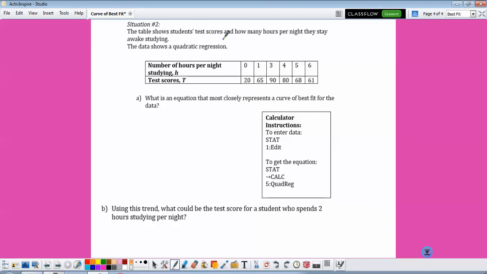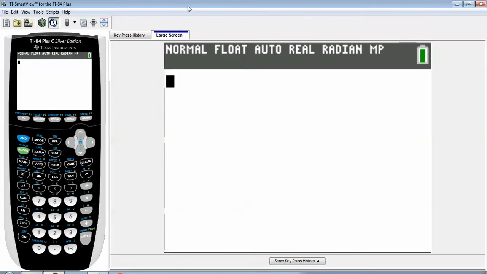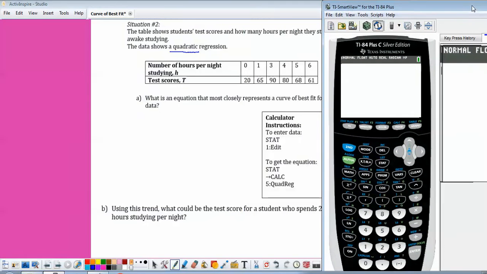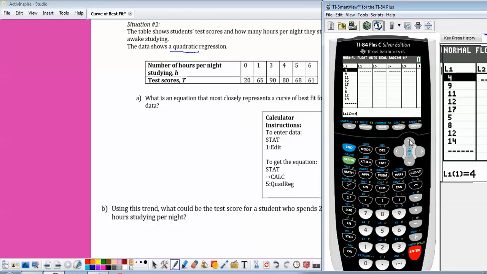So the table shows students' test scores and how many hours per night they stay awake studying. The data shown is a quadratic regression, so we know it's going to make a U shape. Our numbers of hours, and our test scores. What is an equation that closely represents a curve of best fit for the data? So to enter the data, we're going to go on our calculator, and we are going to push stat and edit.